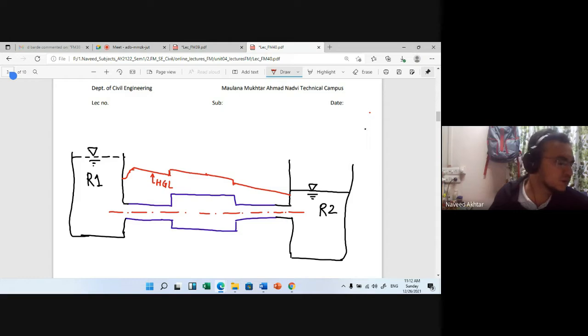Okay, so here you can see this one is P1 upon gamma. Here it is P2 upon gamma. Here it is P3 upon gamma from the center line. From the center line. This is changing as the cross section of this pipe diameter is changing. Okay.